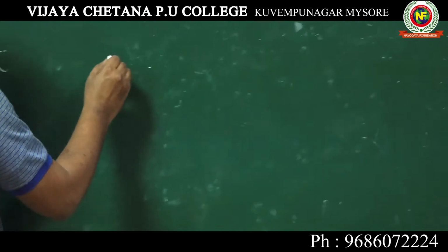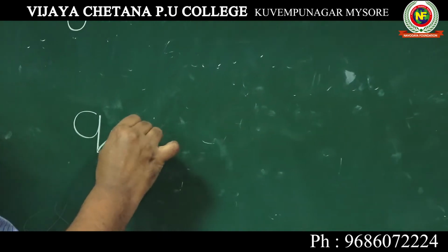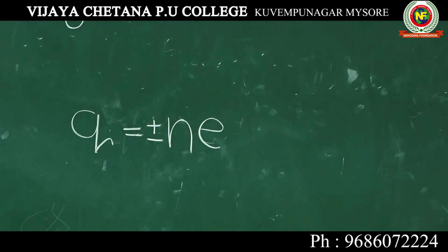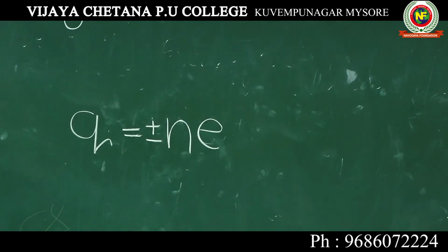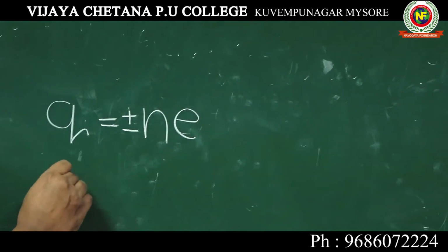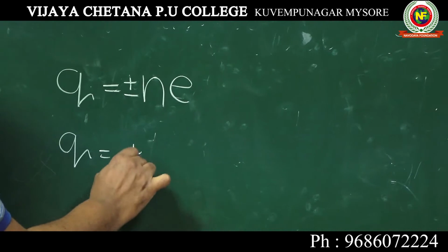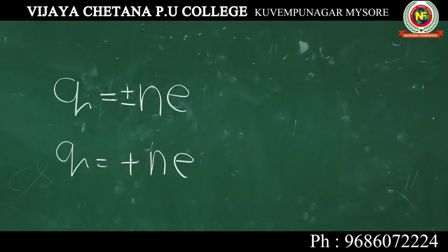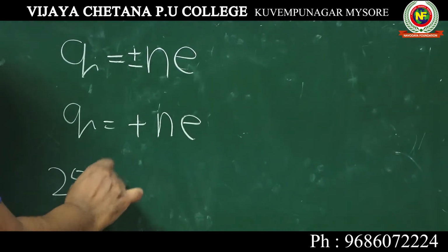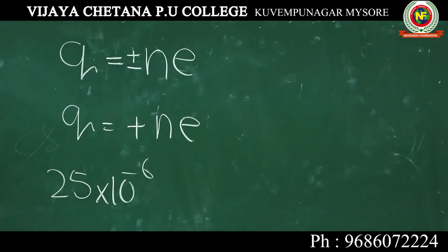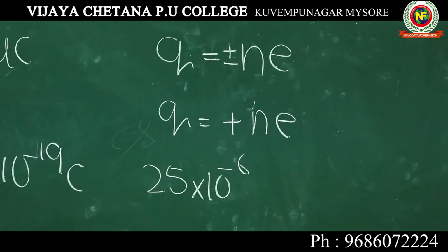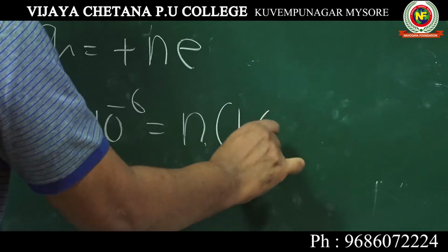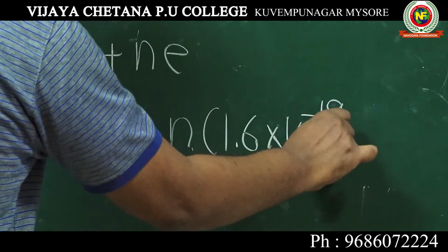Now, let me use this relation. According to the quantization rule, Q is equal to plus or minus Ne. But here, since the charge is considered positive, I retain only the plus sign and neglect the minus sign. So, in place of Q, I must write 25 micro, where micro stands for 10 power minus 6, which should be equal to N into E, 1.6 into 10 power minus 19.